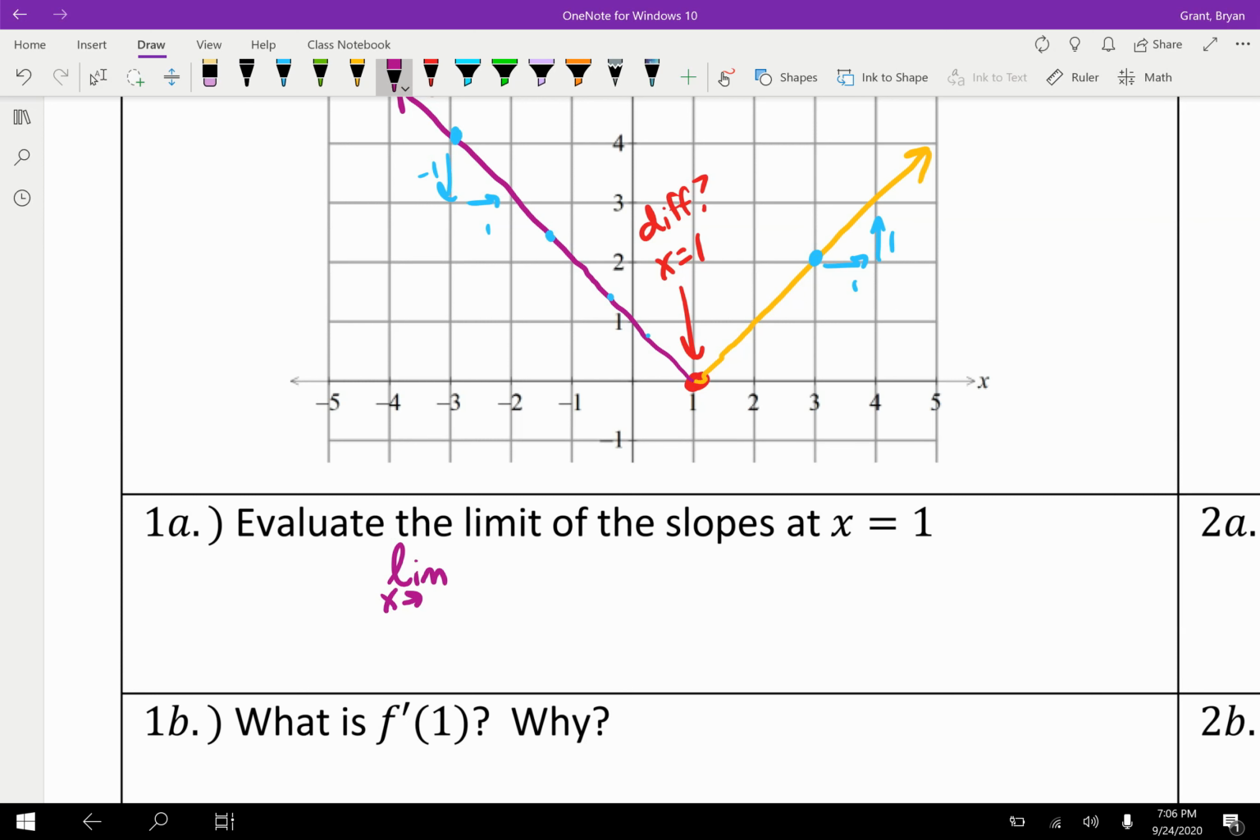If you can see, the limit as x approaches 1 from the left side of our graph that we're calling f of x, but we don't care about the y values. The y values approach 0 on each side.